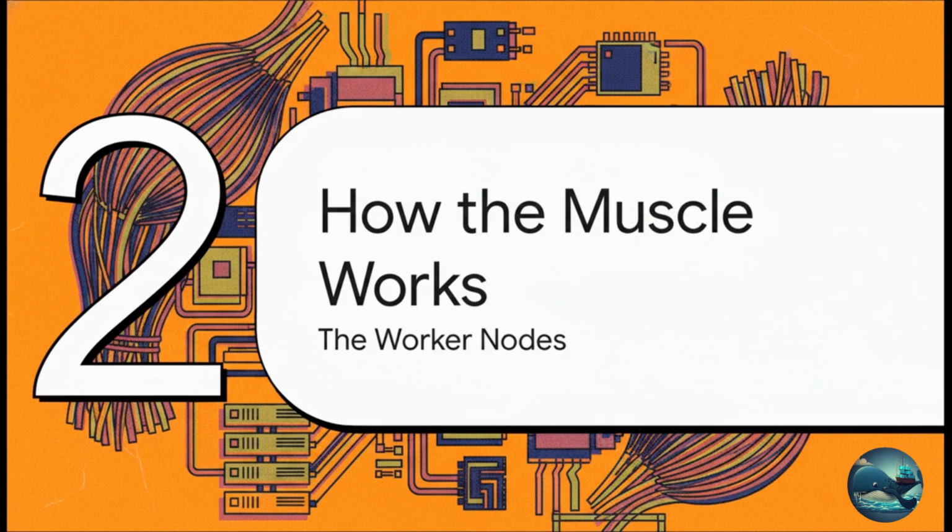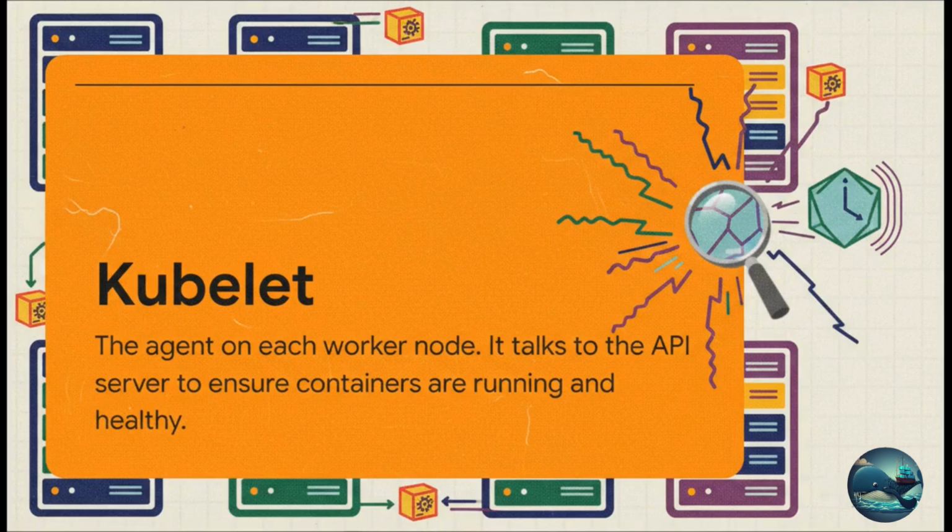Who are the players on the ground that are actually doing all the work? On every single worker node, there's a little agent running called the kubelet. This is the node's loyal soldier. It's always on, constantly phoning home to the API server and the control plane, asking, "Got any new orders for me?" When the scheduler decides a pod belongs on its node, the kubelet gets the order and makes sure that pod's containers get started and stay healthy.